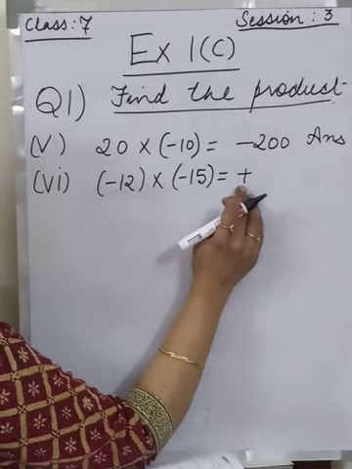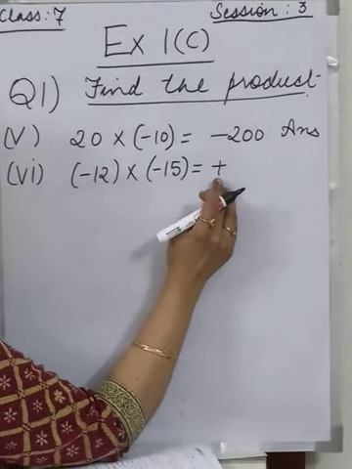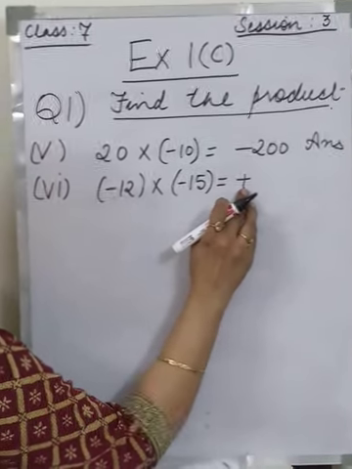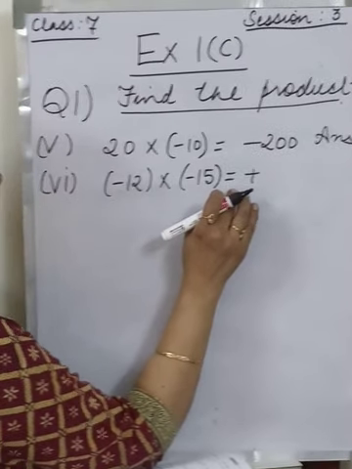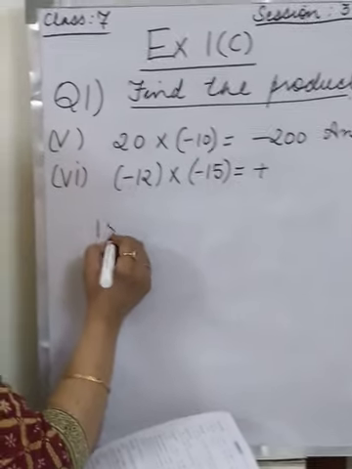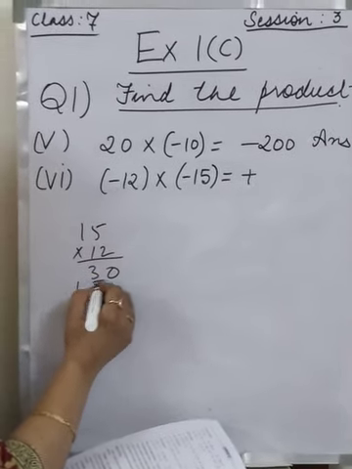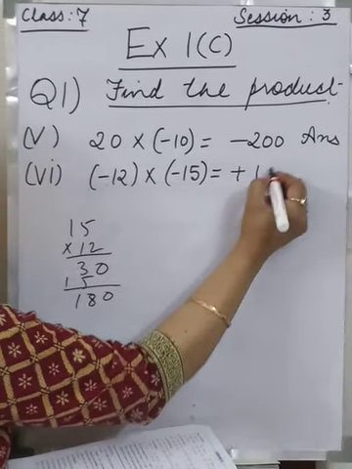We do not write the positive sign. No sign is written and it is positive. For explaining to you, I am just writing the positive sign. I'll remove it now. Then 12 into 15, we multiply 12 with 15, that will become 180.